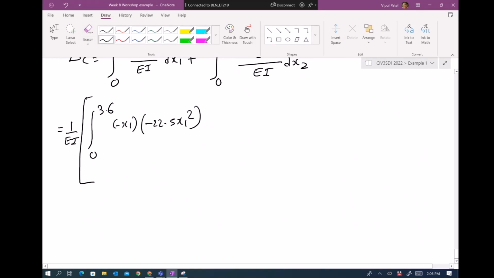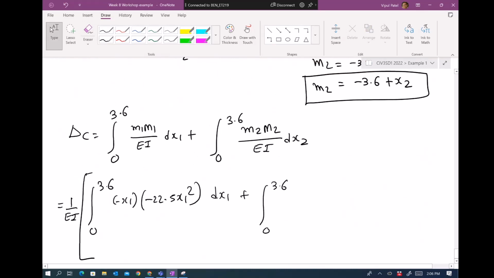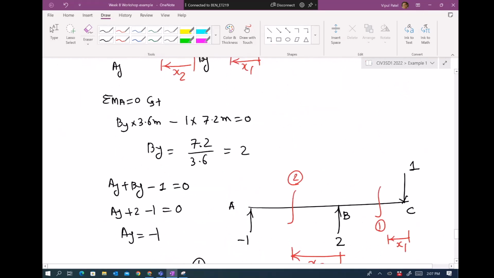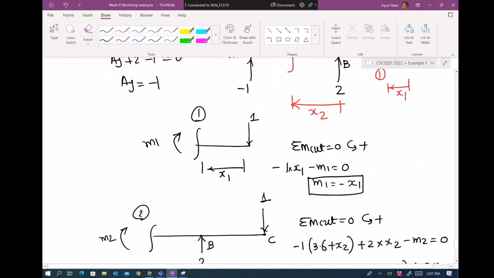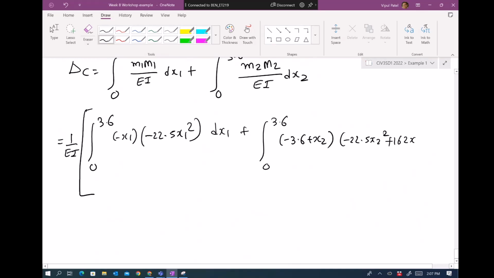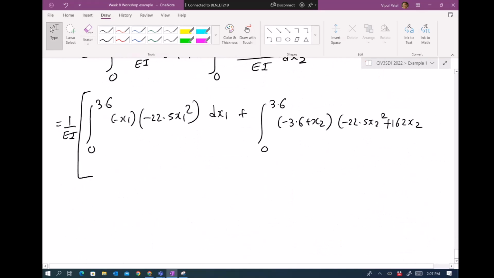EI we not need to worry about, so dx1 plus 0 to 3.6. Oh yes, that's a big bracket. So minus 3.6 x2. And then you have these big equations, minus 22.5 x2 square, plus 162 x2. And then minus 291.6 dx2.